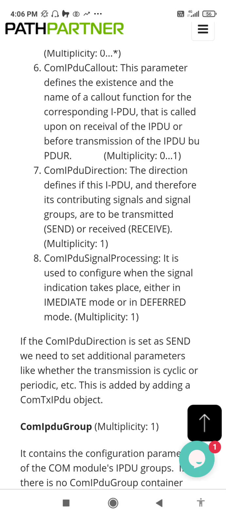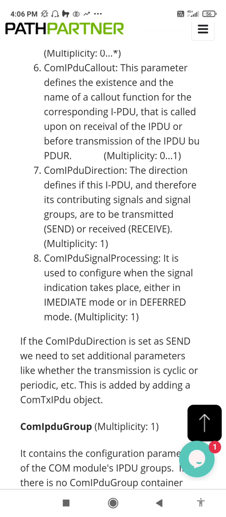Multiplicity 1. COM-IPDU signal processing. It is used to configure when the signal indication takes place, either in immediate mode or in deferred mode. Multiplicity 1. If the COM-IPDU direction is set as send, we need to set additional parameters like whether the transmission is cyclic or periodic, etc. This is added by adding a COM-TxIPDU object.